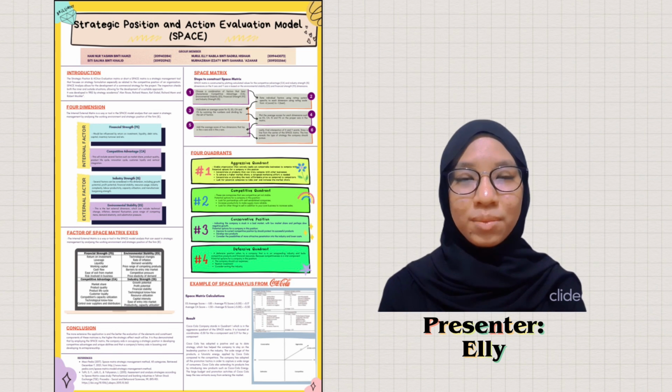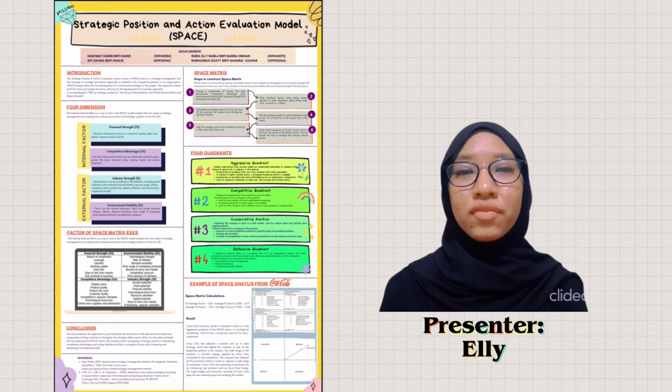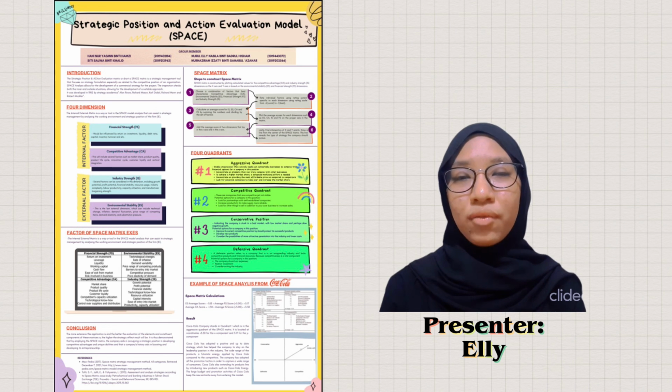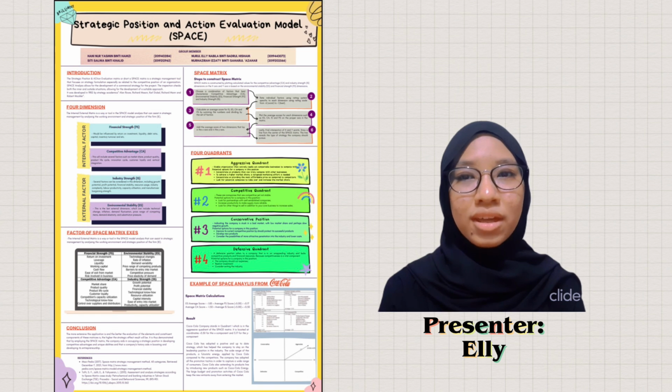Lastly, I'm going to talk about the conclusion. The conclusion is that the more extensive this application is and the better the evaluation of the elements and the constituent components of these matrices is, the higher the strategic effect result will be. It is thus demonstrated that by employing the space matrix, the company is aided in occupying a strategic position in developing competitive advantages and unique abilities, and that a company's history aids in boosting and developing its entrepreneurship.